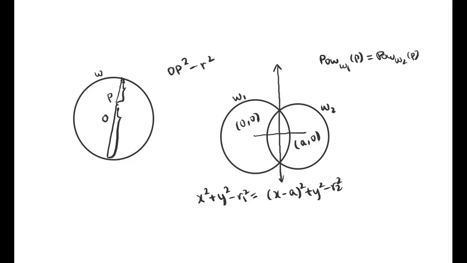Okay, so if you simplify this equation and solve for x, since the x squared and y squared terms cancel out, you'll be left with x is equal to (a squared plus r1 squared minus r2 squared) over 2a. And this is basically the equation of a line that's perpendicular to the x-axis, which is basically what we wanted to show.